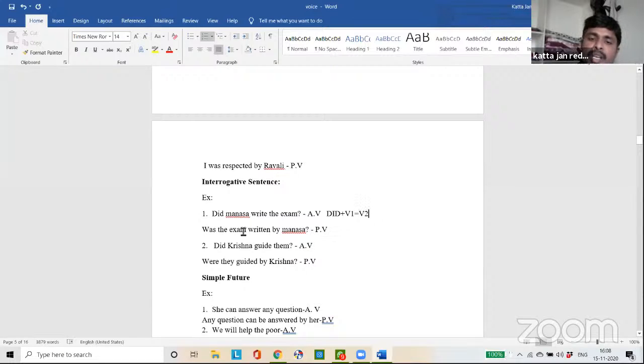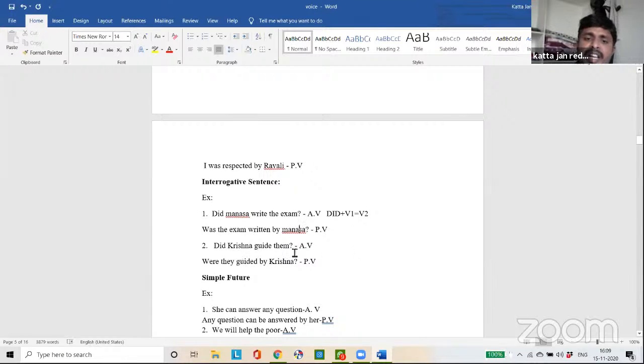Actually it should be used after the subject here, but I used it before. Why? Because did is used in the active voice before the subject. So, was the exam. Then write becomes written, the V3 form. After V3, by. After by, the subject is changed as object. Manasa becomes Manasa, but not her. Her is wrong. Manasa is the only right one. If it is she here, then it becomes her.